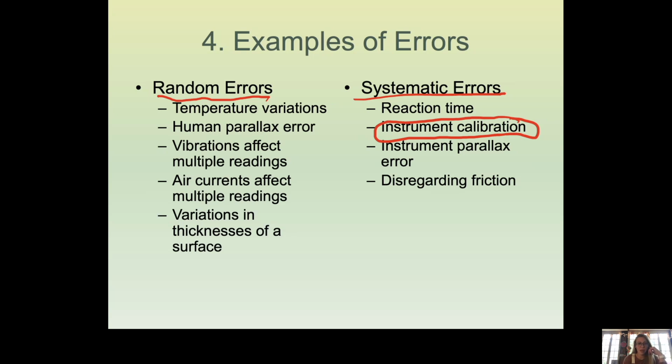Random errors are like temperature, or most frequently in our classroom, air currents because the windows are open, vibrations, anything that is not going to be the same every time you do the experiment. So the air, the temperature, those are random errors.